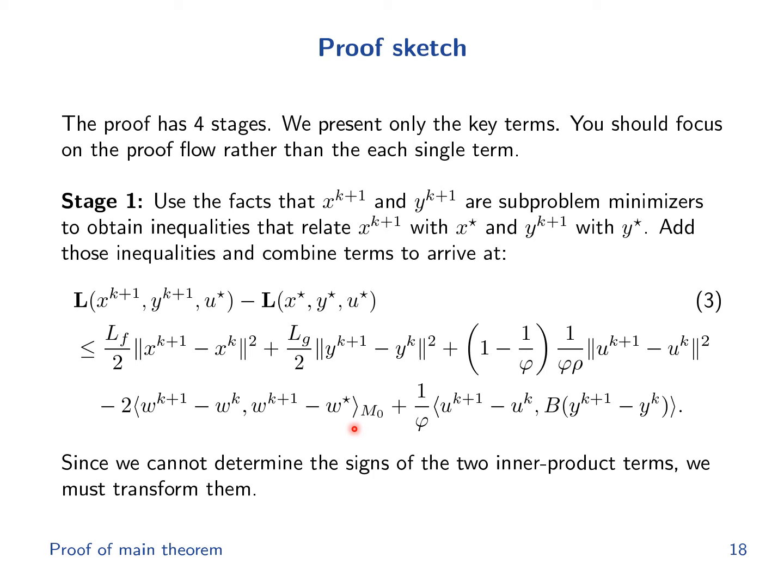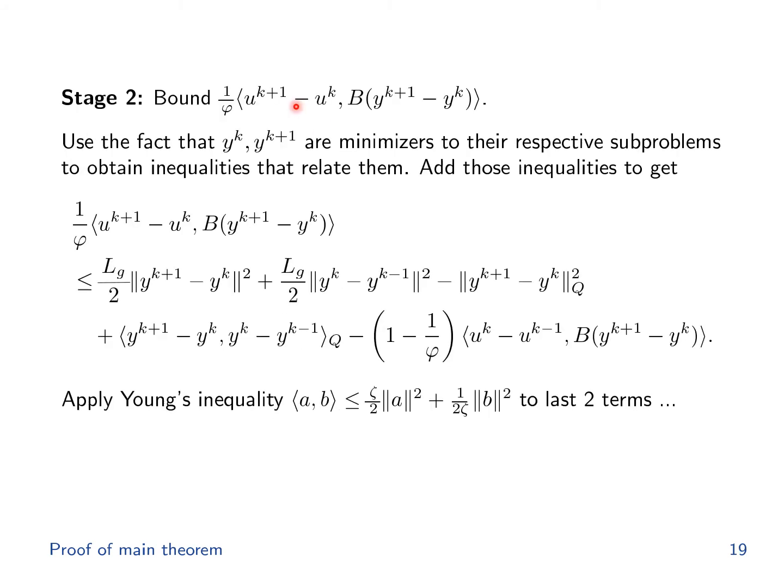Recall from previous lectures that in the proofs we always come up with non-negative terms to draw conclusions on. However, given the information so far, we're not able to determine the signs of these two inner product terms yet. Therefore, we need to further transform and decompose them. We first bound the second inner product on the last slide. Notice that there are yk plus 1 and yk in this inner product. So we can use the fact that yk and yk plus 1 are the y subproblem minimizers at the k minus 1th and the kth iterations.